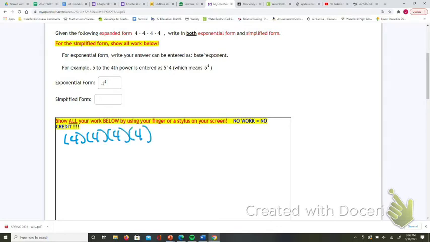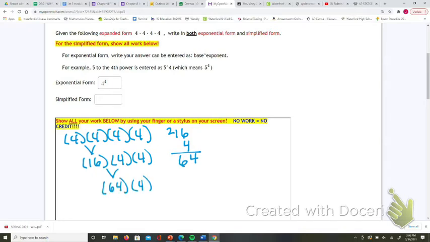Okay, 4 times 4 is 16 times 4 times 4. Okay, now we need to do 16 times 4. 4 times 6 is 24, carry the 2. 4 times 1 is 4, plus 2 is 6. So now we have 64 times 4.